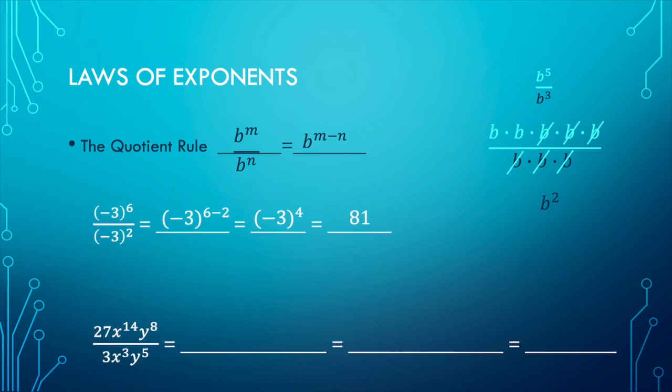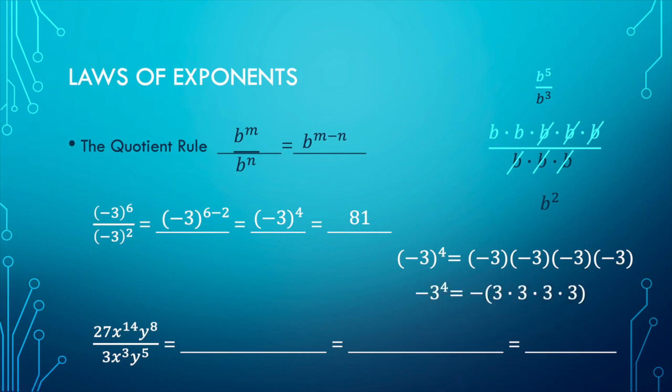Now, it's really important to note the notation here. When I'm looking at this, negative 3 raised to the fourth power, what that really means is negative 3 times negative 3 times negative 3 times negative 3. That's different than negative 3 to the fourth, which is negative 3 times 3 times 3 times 3. And we would end up with a negative value with that one.